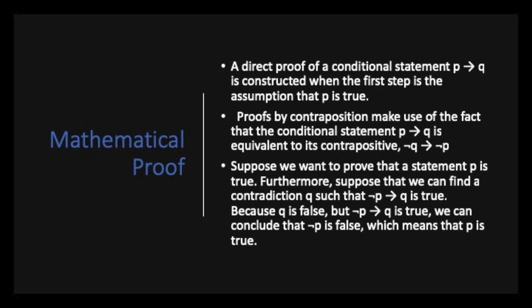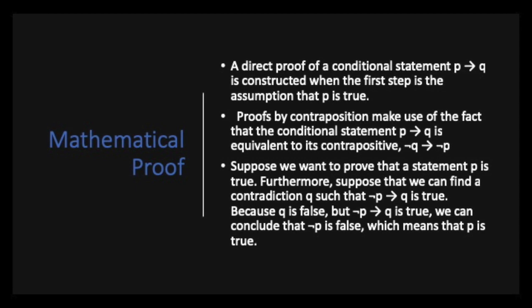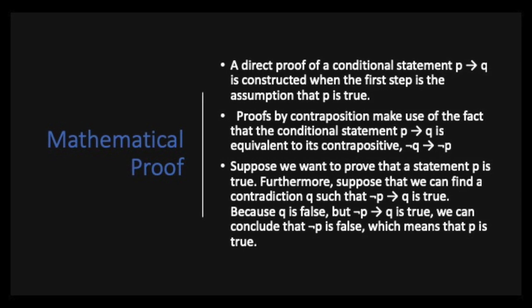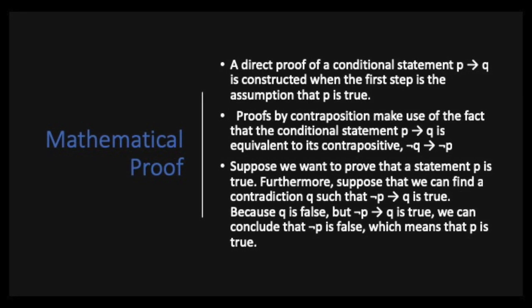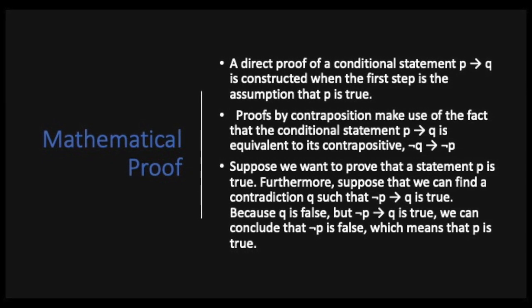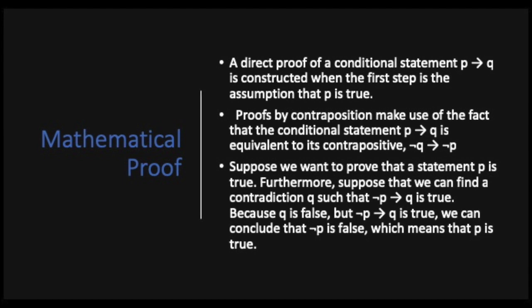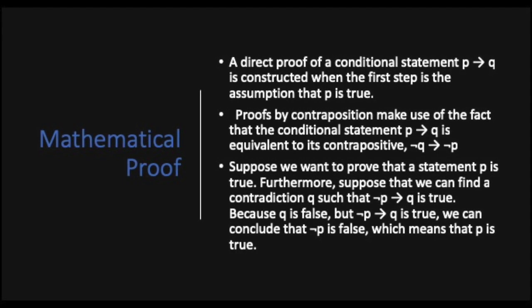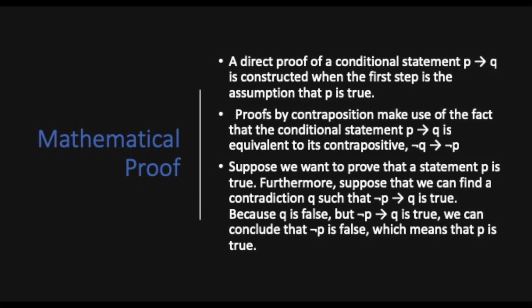But in contraposition, we take the opposite. We take the negation of q and we end up with the negation of p. So we always start by the false assumption of the true statement p, and we want to disprove that so we can have a contraposition.